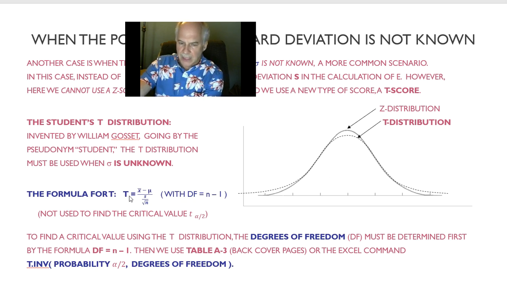Now, this formula that we have here, that's not what we're going to use for finding the critical value. We're actually going to either use a table that I'll show you in a second, or the t.inv command in Excel. So to find a critical value using the t-distribution, we need to know the degrees of freedom. The degrees of freedom is right here in this formula. Degrees of freedom is n minus 1. So it's the sample size minus 1. All right? So you need to know alpha, and you need to know the degrees of freedom, which is 1 less than the sample size.